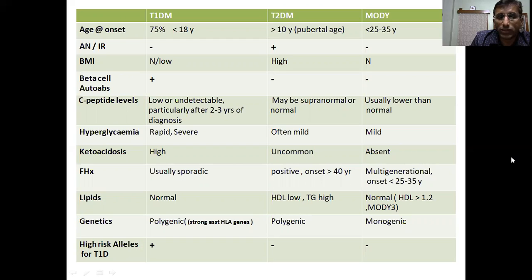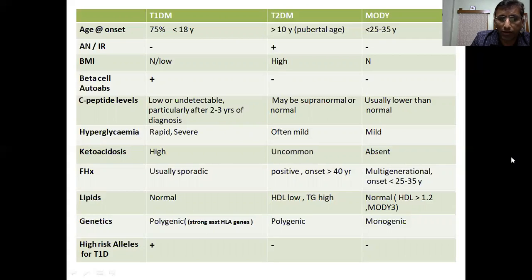To start with, the age of onset. In type 1, classically, more than 75% are diagnosed before 18 years of age, whereas in type 2 and MODY, it is around the peripubertal and pubertal age group. Acanthosis nigricans, which is an indication of insulin resistance, is classically associated with type 2. High BMI, which is obesity, is again classically associated with type 2, but uncommon in type 1. Beta cell autoantibodies are commonly associated with type 1. C-peptide levels, which indicate the beta cell reserve, are usually low to undetectable in type 1 diabetes, more so after 2 to 3 years of diagnosis, whereas in type 2 it is usually supranormal or normal, and in MODY, it is usually in the lower normal range.